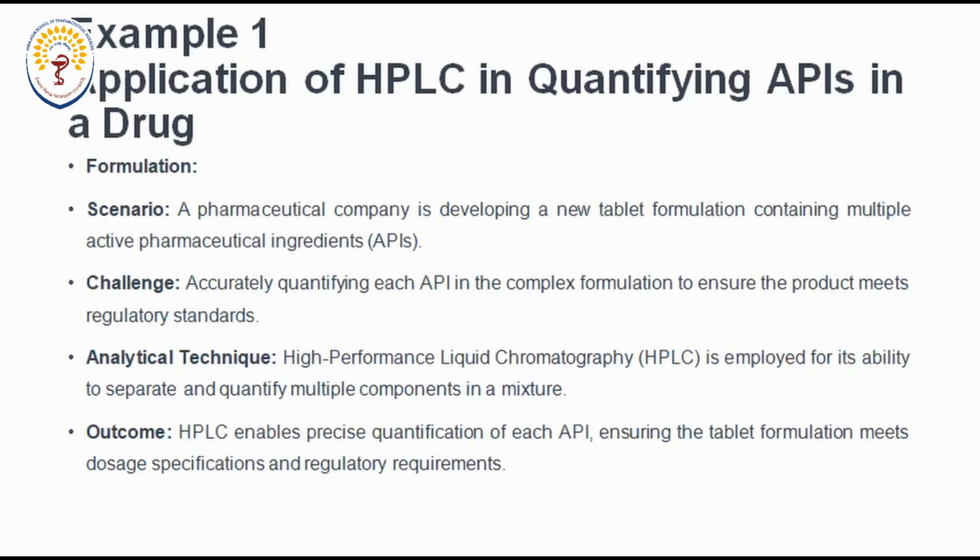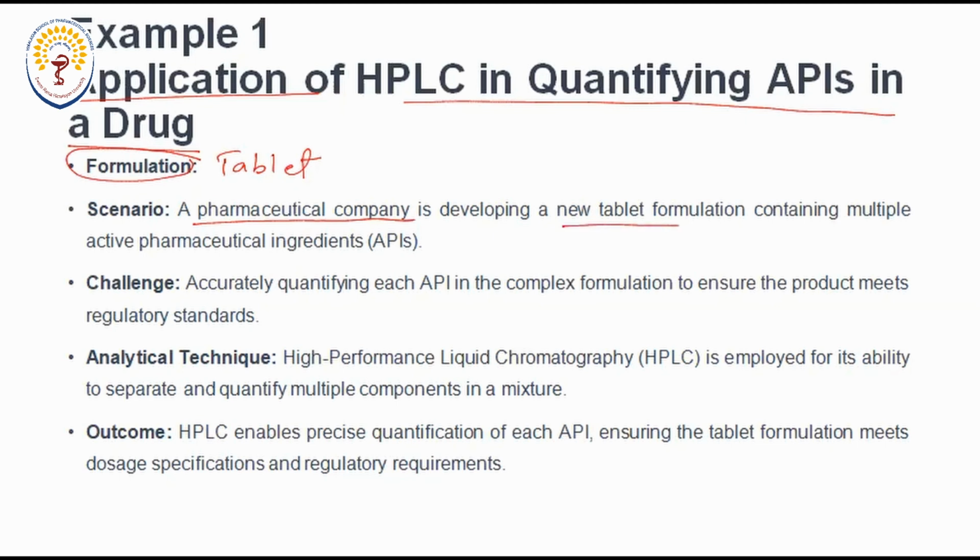Our example number 1 is the application of HPLC in quantifying APIs in a drug. Now let us take an example that you have formed a formulation. Say it is a tablet. This tablet is produced by a pharmaceutical company and this is a new tablet formulation and it contains multiple active pharmaceutical ingredients, APIs. So let us assume that this tablet has API number 1, API number 2 and API number 3. There are 3 active pharmaceutical ingredients in one tablet.